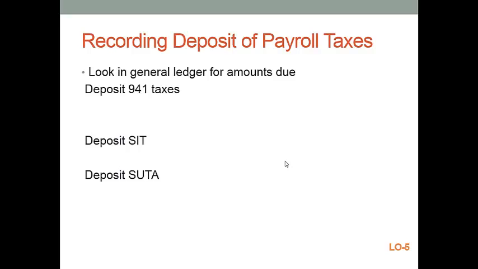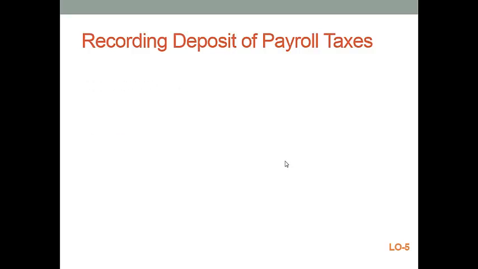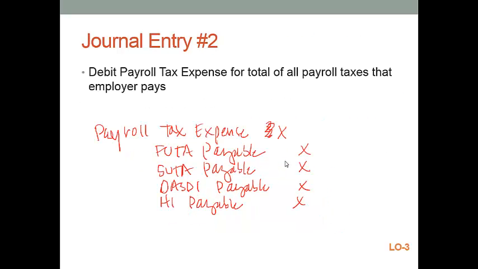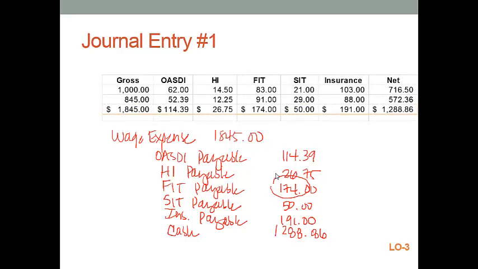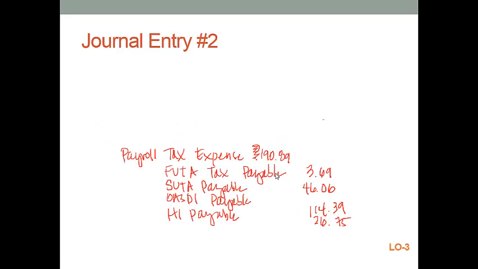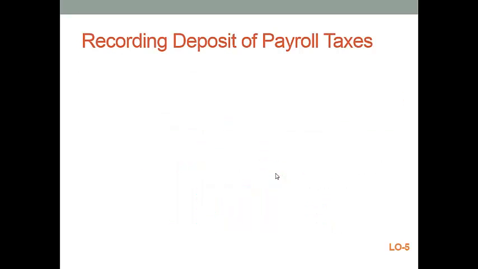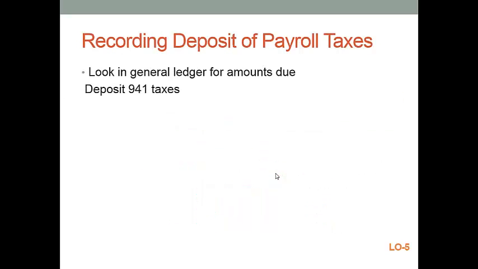If you look back, we can figure out what these amounts are. Let's go back to our journal entry number 1 that we made. Our FIT payable here is $174. That's what we deducted. So if that's the only payroll that we paid before we deposit, then that's the amount that we owe. So $174 is what we owe for 941 taxes.